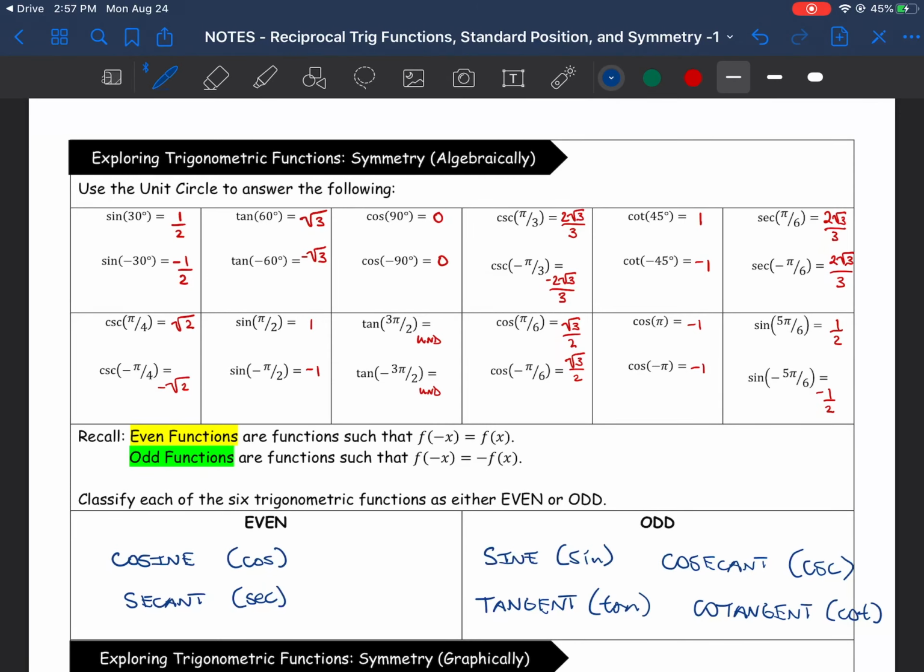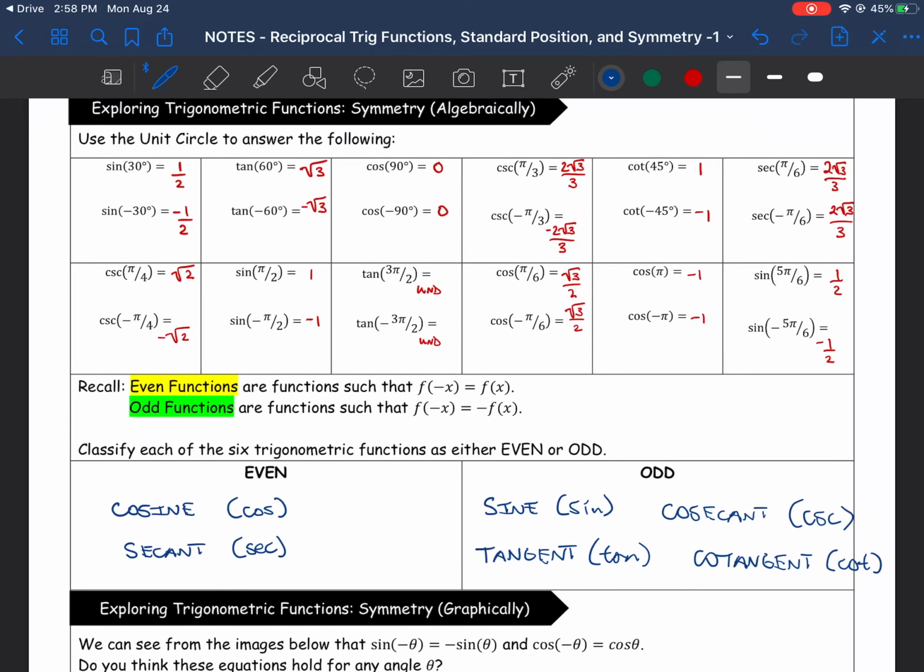Now, this is not pure coincidence. If we think about the cosine and the secant, we talked about earlier that the cosine and the secant are inverses of each other. So it would make a lot of sense that they're both even functions. Same with the sine and the cosecant. Sine and cosecant are inverses, and tangent and cotangent are inverses. So since the sine is odd, the cosecant's going to be odd. Since the tangent is odd, it makes sense that the cotangent is odd as well.